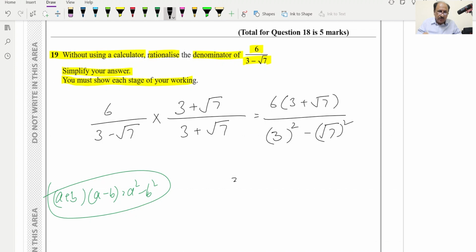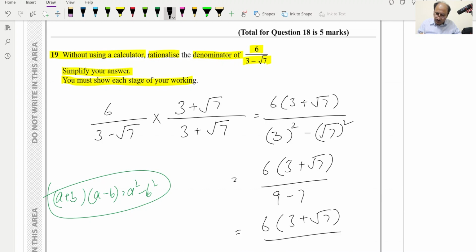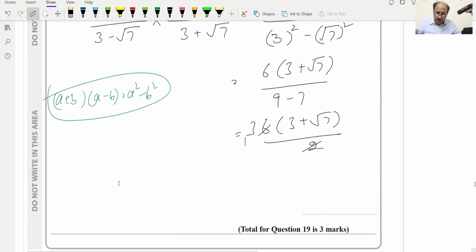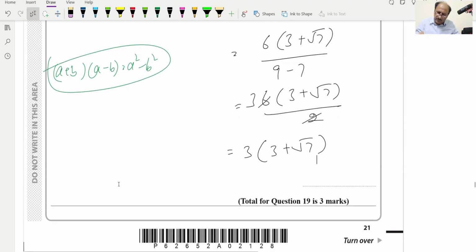So this formula we will be utilizing over here, and it will be 3 square minus square root of 7 squared, and this will be equal to 6 into 3 plus root 7 over 9 minus 7, which is basically 2. So 6 into 3 plus square root of 7 divided by 2, and this 2 we can cancel, and the final answer will be 3 into 3 plus root 7, or you can write 9 plus 3 root 7, whichever, if you multiply also, but I'm writing this as the final answer.